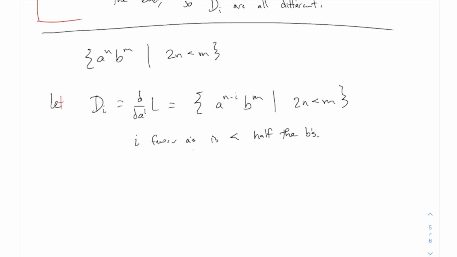One way that I think makes this easier, some people were trying to change around this formula. You could rewrite this, but instead of n minus i, I'll call this now L. I'm doing a variable substitution, where L is n minus i. So a to the L, b to the n, where 2L is less than n minus 2i. I think that's the same.